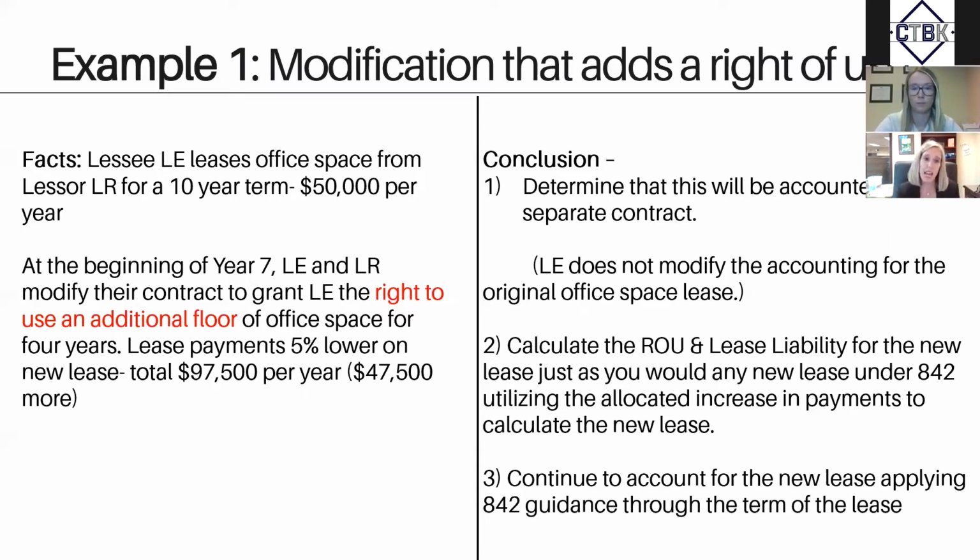But we're going to take that 47,500, so that incremental increase, and we're going to amortize that over the 3-year remaining term using the discount rate, if it's not stated in the lease, using the discount rate at the modification date. So we're going to create a new separate right of use asset and lease liability that we're going to amortize over the remaining term.